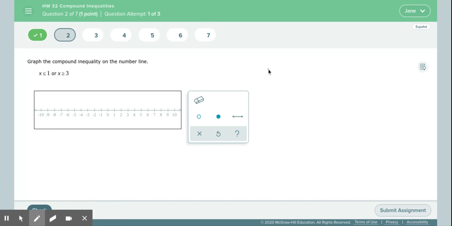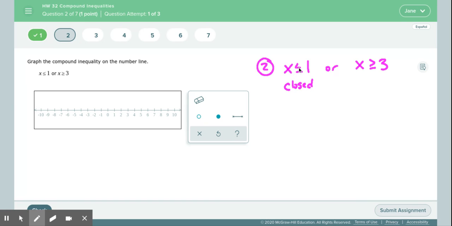The second question, I am going to be graphing the inequality that I'm given. In this case, I'm given that x is less than or equal to 1, or x is greater than or equal to 3. All right, so first inequality, it has an or equal to, which means my boundary point of 1 is going to be included, which means I'm going to have a closed circle.